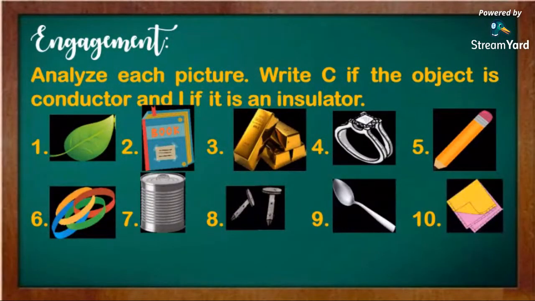And number 10, it's a fabric, a towel, or a handkerchief. So what is your answer? Letter C or I? Yes, it's letter I because it's an insulator. Good job, everyone.